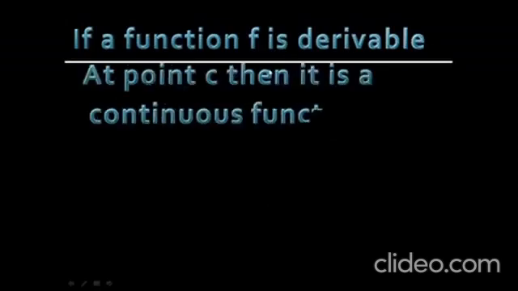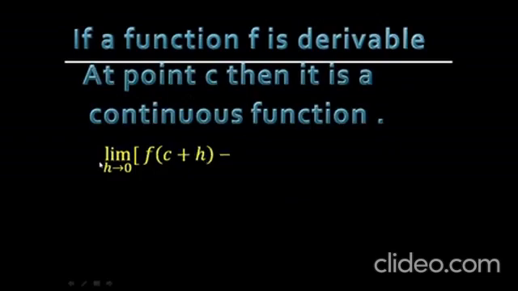Now look here. If a function f is derivable at the point c, then it is a continuous function. It means if the function is derivable, it should be a continuous function. So how to prove this one?